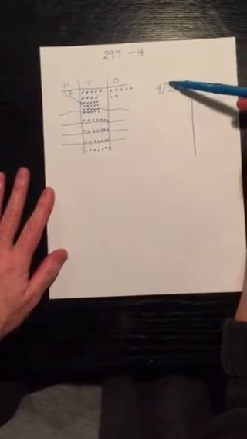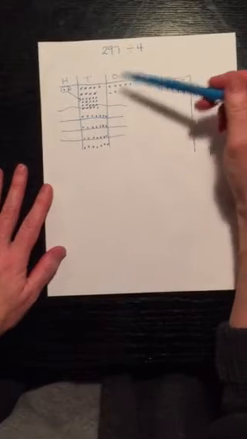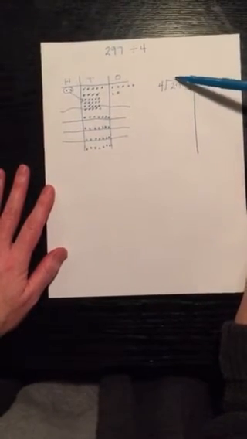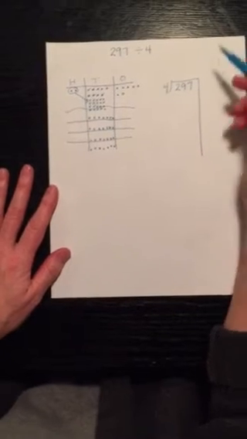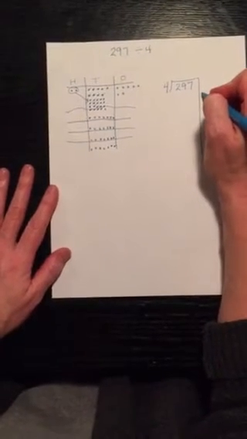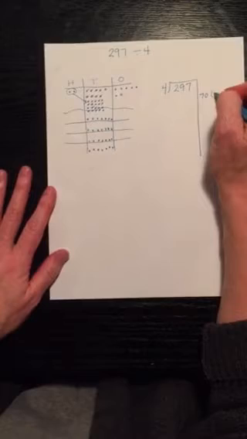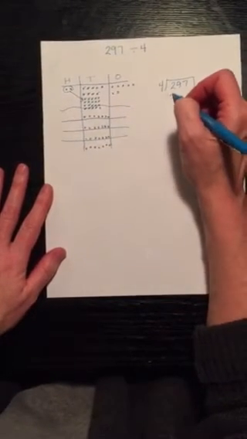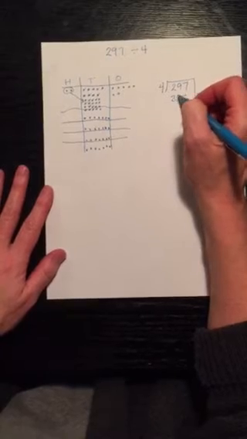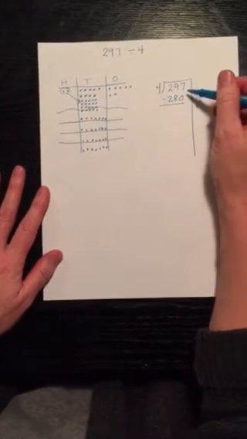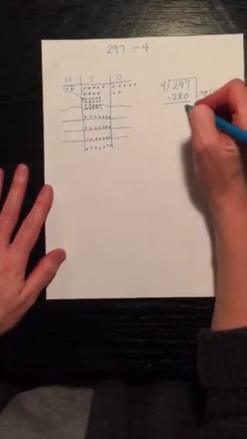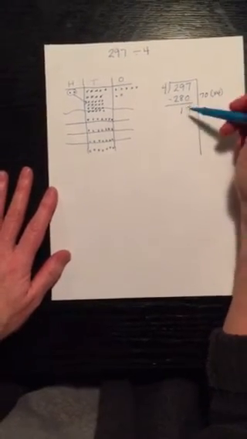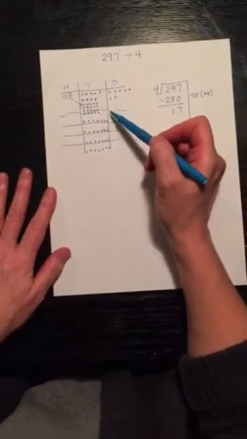So I know that 4 times 7 is 28. So I know that 28 tens would be really close to 29 tens. So I'm going to multiply 70 times 4. So that's 7 tens times 4, and that would be 28 tens, or 280. And I'm going to go ahead and subtract, and I have 17 left over.